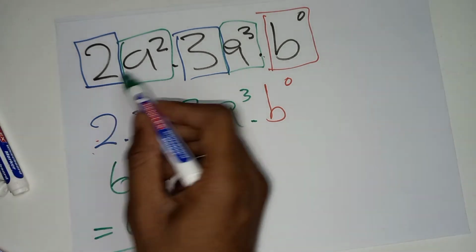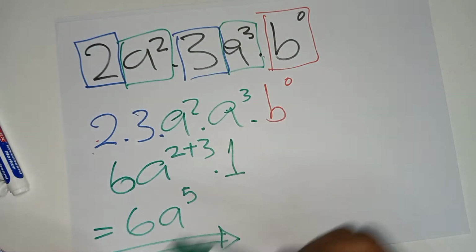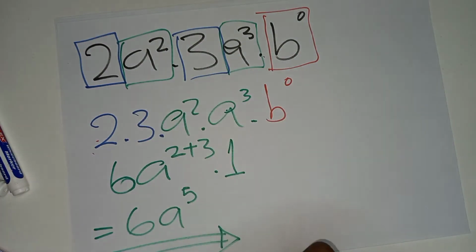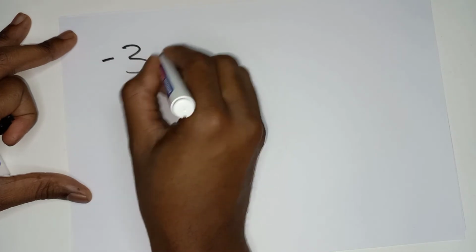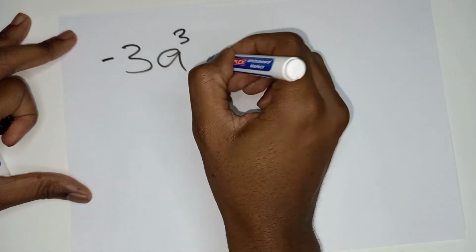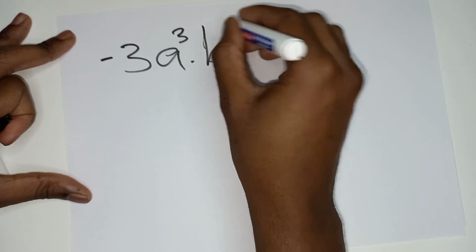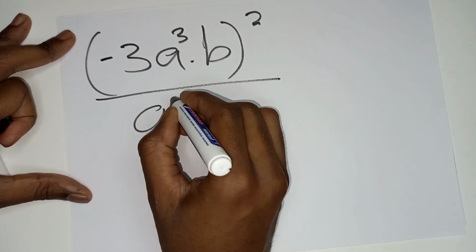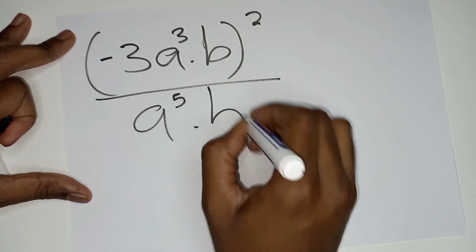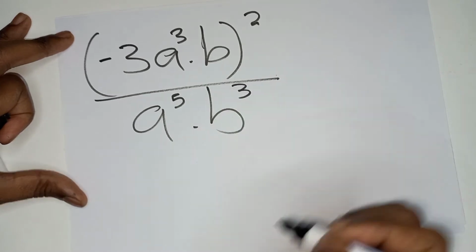So you see, you just follow the exponential rules, as well as all other algebra rules, and then you'll get to your answer. Let's look at another example. Now this example includes a bracket. So let's look at it. It goes this way. Negative 3a to the exponent of 3 times b, all to the exponent of 2, divided by a to the exponent of 5 times b to the exponent of 3.